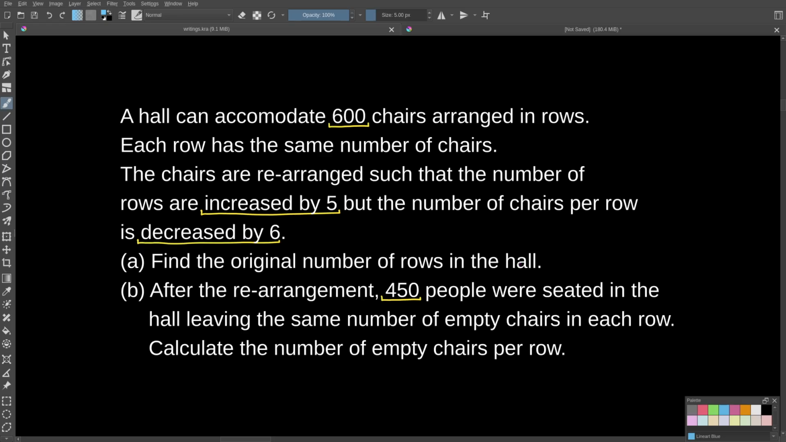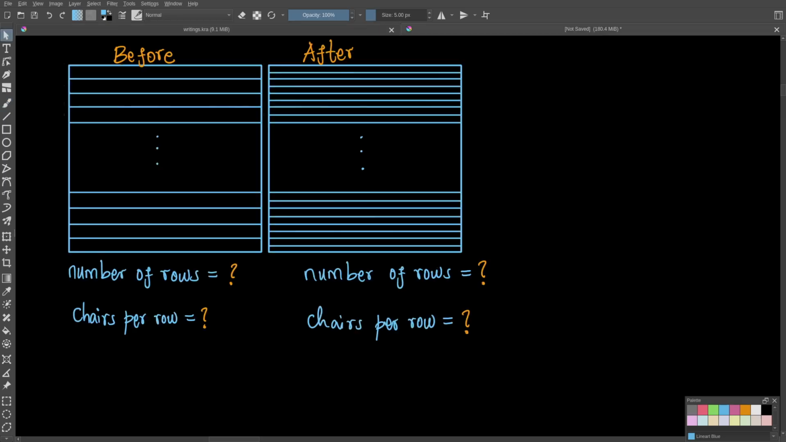So we are just going to start off with part A, and we need to realize we have a before and an after situation, before the rearrangement and afterwards. And we are told that after the rearrangement, the number of rows is increased by 5 and the number of chairs per row decreases by 6. What remains constant, however, is the number of chairs. We only have 600 chairs before and afterwards. Okay, let's start walking through the solution.